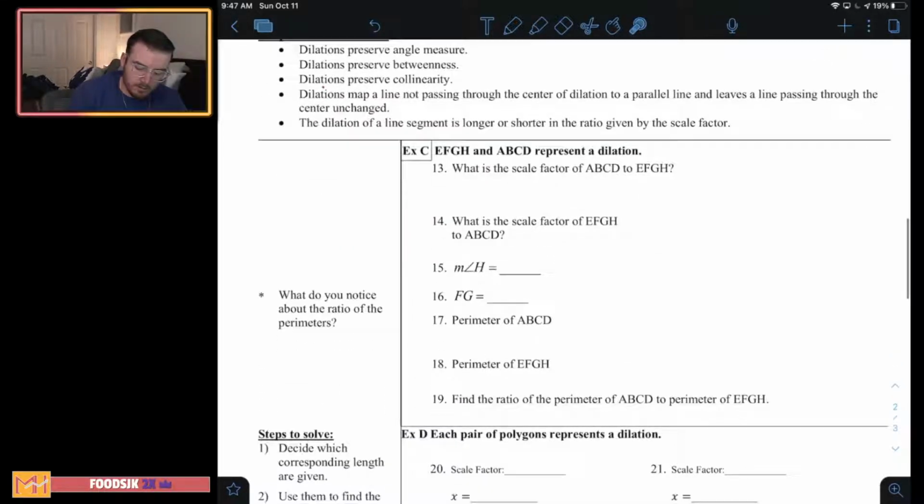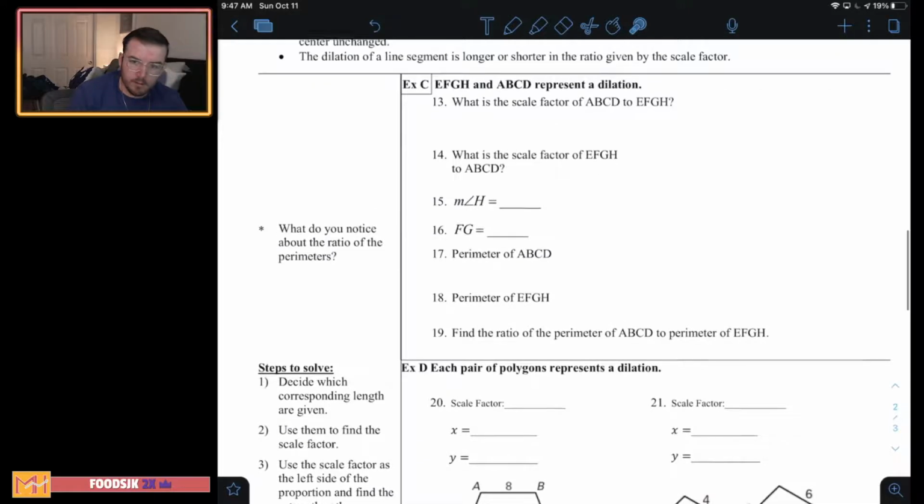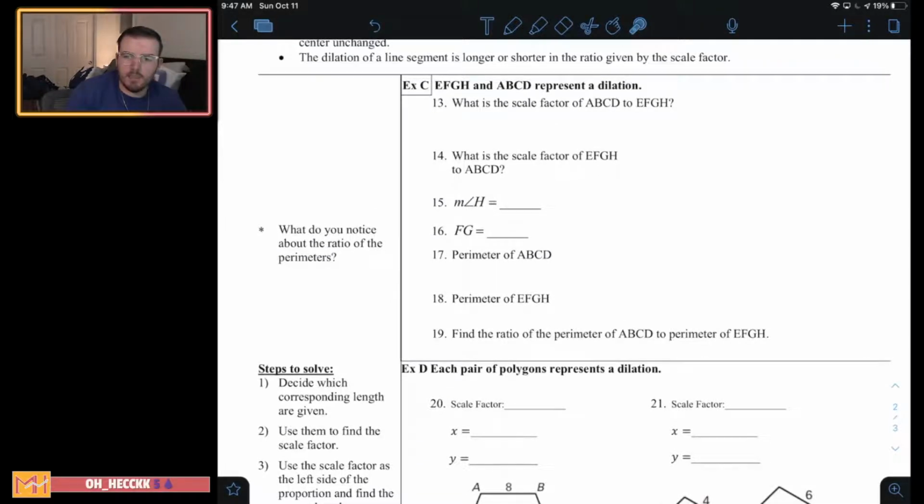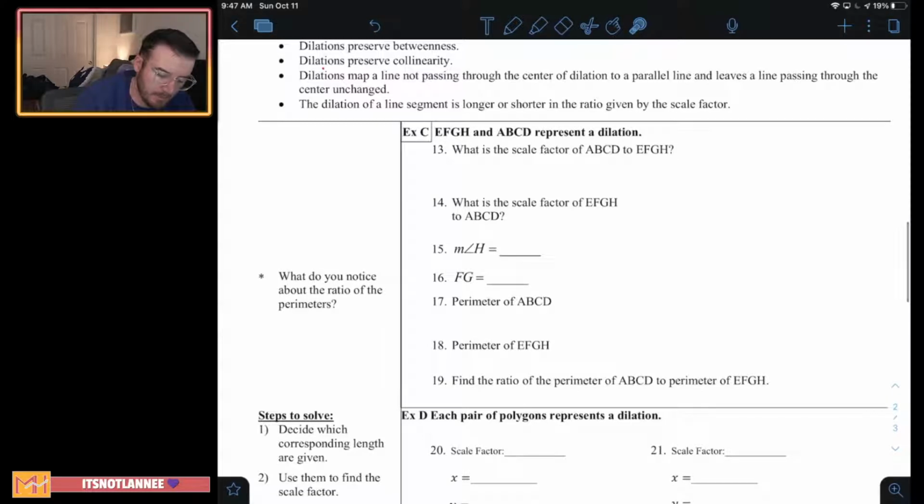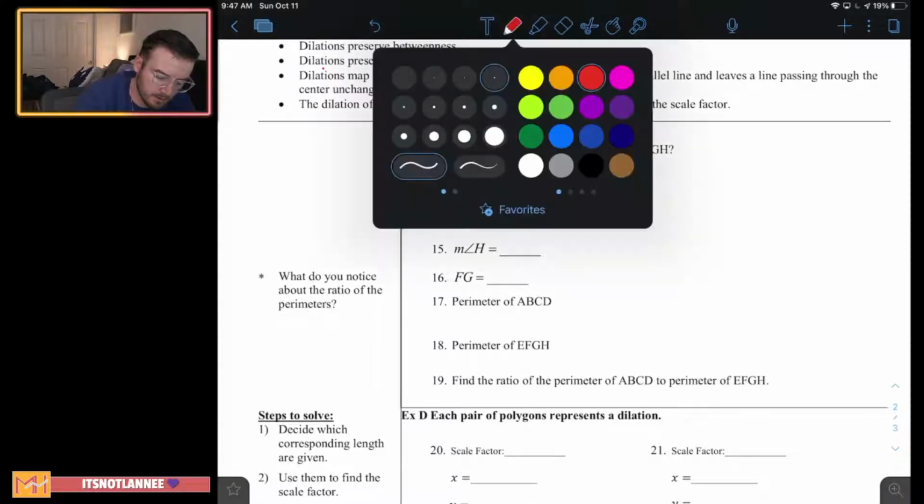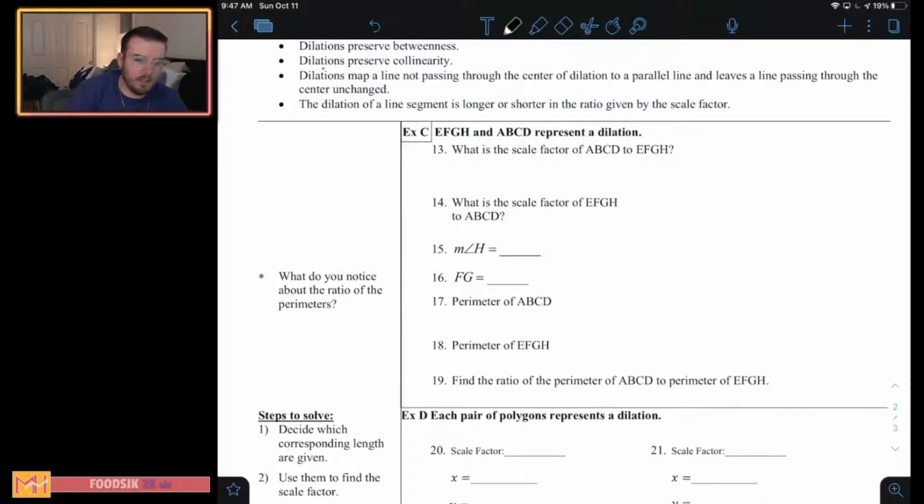So, are we missing an image here? Looks like we're missing an image here. That's my bad. Let me go ahead and draw in the image, and you can draw in the image with me as well. I thought I added these back in. That's my mistake.